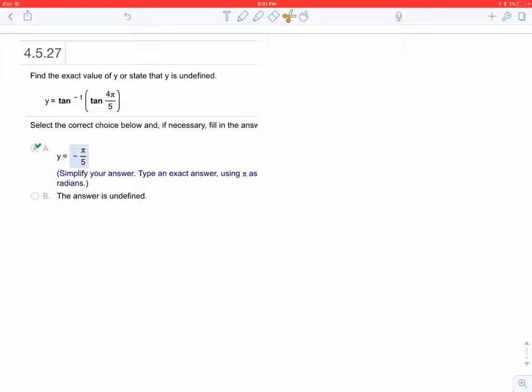Now we're dealing with inverse trig functions. So we have inverse tan of tan. Usually, for an inverse f of x, they cancel and it's just x. But for the inverse trig functions it is a bit different. So we're going to start with a quick sketch of tan of theta.